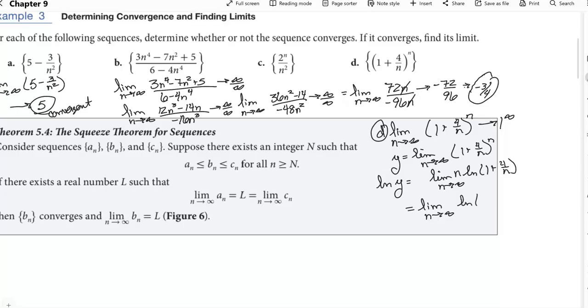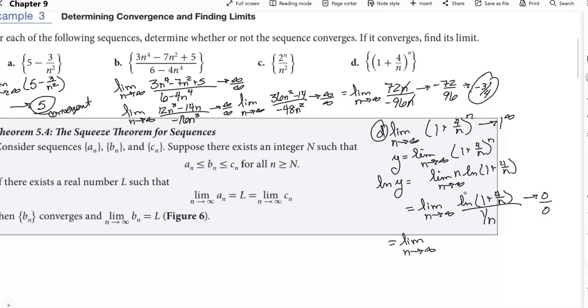So this is going to be the ln of 1 plus 4 over n, and I could rewrite that multiplied by n as 1 over n. And now as n gets larger and larger, I'm approaching the ln of 1, which is 0 in the top, and the bottom is also approaching 0. So now I'm in the form of 0 over 0. So let's apply L'Hopital's rule. So take the limit as n goes to infinity.